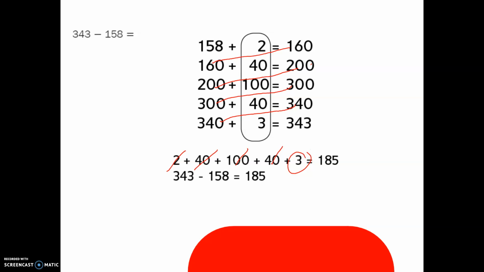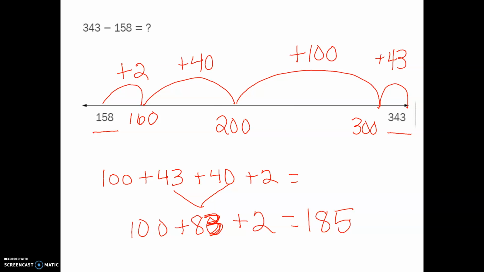And then you take those numbers here, which are here, add them up, and you got 185. That's the answer. Okay? This is just a way to check your work. Okay? To check your work.